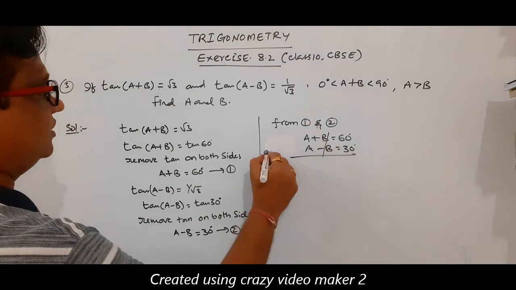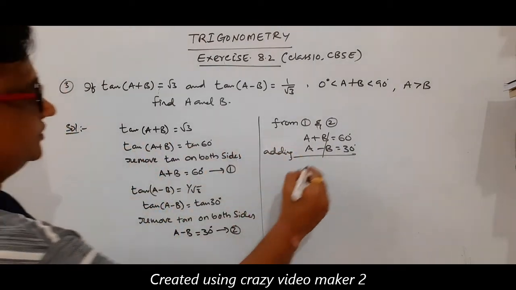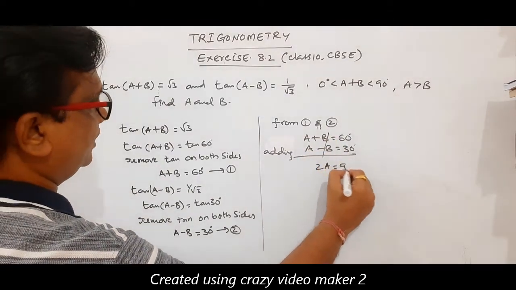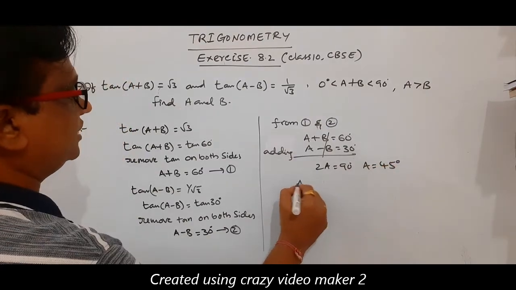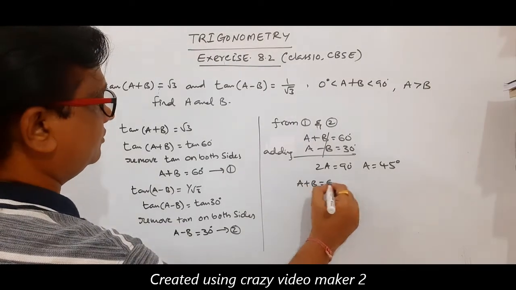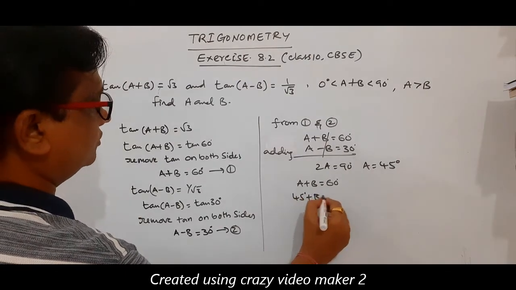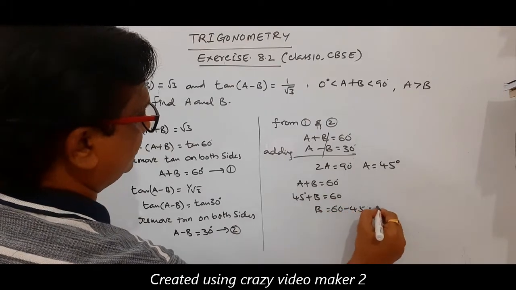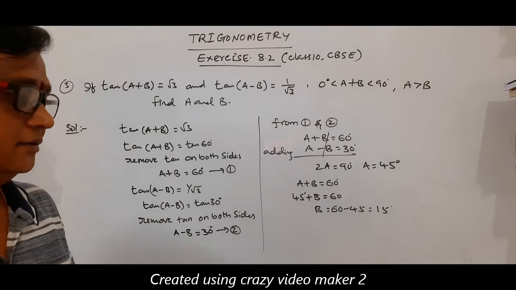So b cancels by adding. By adding, no changes, only plus and minus, these two are cancelled. 2a equals 90, so a equals 45 degrees. So what is a plus b? a plus b equals 60, so 45 plus b equals 60, so b equals 60 minus 45, that is 15. So the a value is 45, the b value is 15.